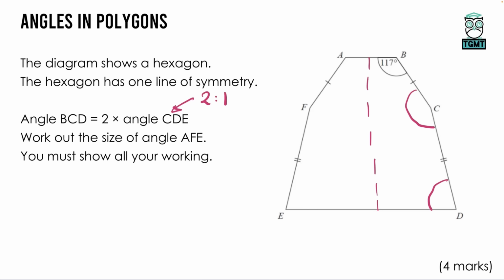That can also be written in terms of algebra. So you could say it's 2x to 1x. You can write it like that if you want, just depends whether you prefer to use ratios or prefer to use algebra. Now I prefer to use algebra in this question because it means that I can put 2x in this angle and x in this angle. Now I know all the angles on the other side are all the same as well, so this is 117, this is also 2x, and this is also 1x.